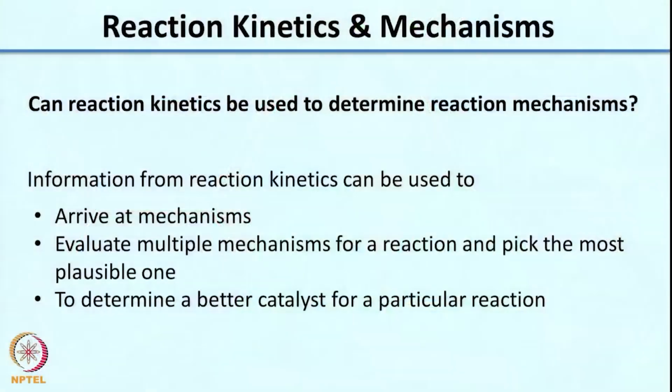You can also evaluate multiple mechanisms. So I can write say 2 or 3 mechanisms for a particular reaction. Based on the mechanism I can derive the rate law, and doing the experiment I can say whether mechanism 1 is correct, mechanism 2 is correct or mechanism 3 is correct. So I would need to do a very systematic study where I write the mechanism, derive the rate law and then do the experiment. And a lot of times people also use kinetics to determine a better catalyst for a particular reaction. Since we are not directly looking at this in our particular course, I will not be going into much detail about this third point.